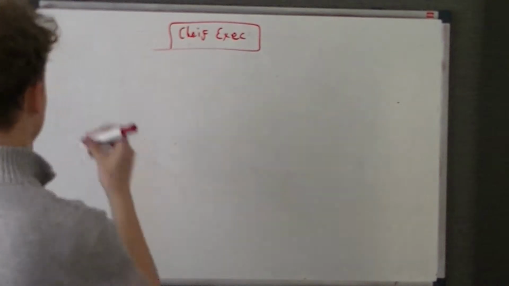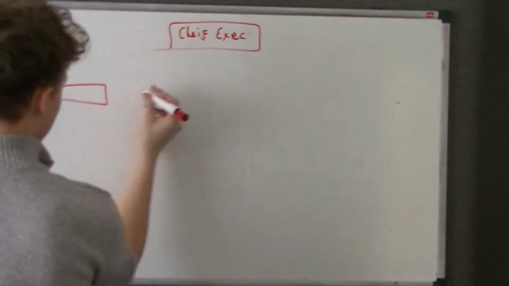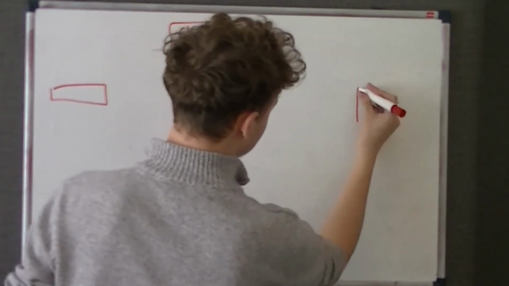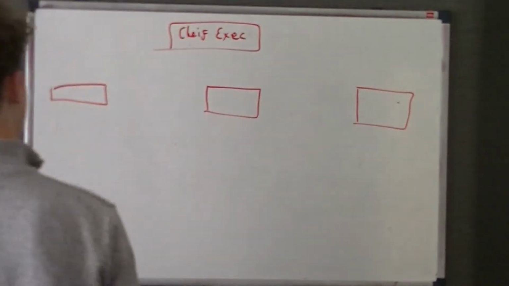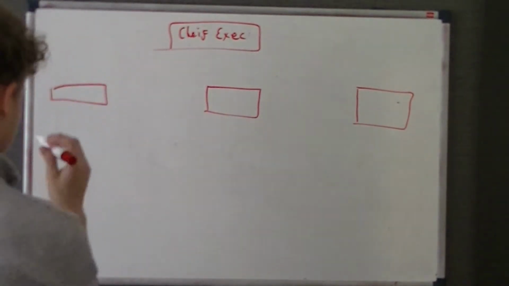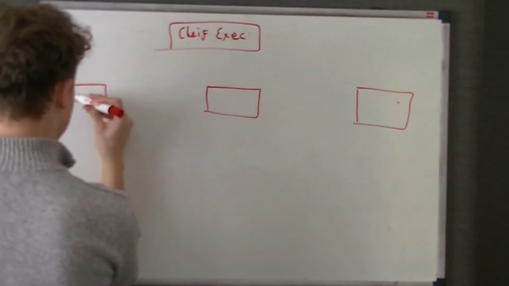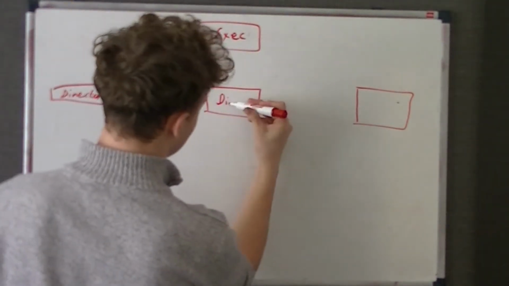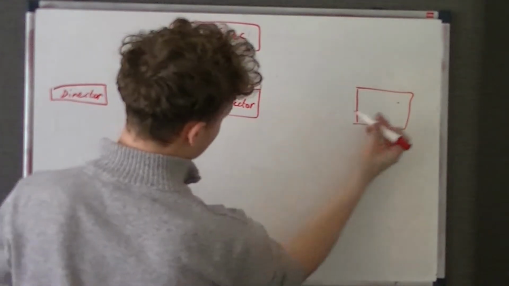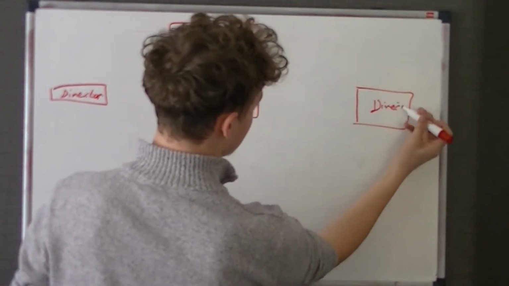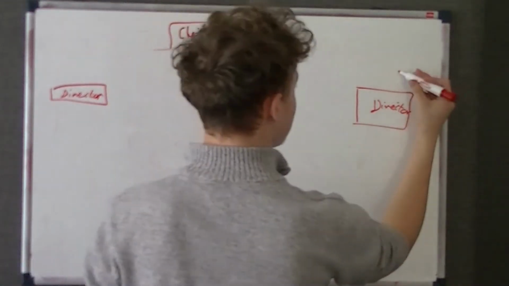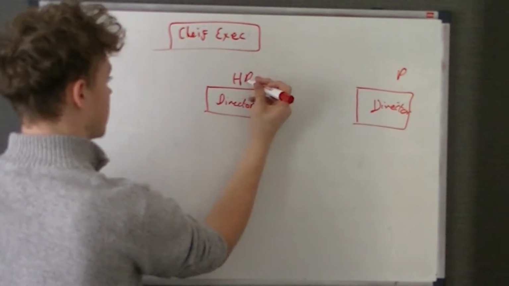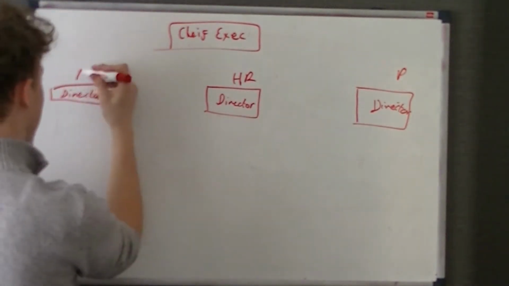I'll draw these first actually. So at the top of these departments I'm just going to draw three. You'll have the directors at the top. So director. Now I'm just going to call these one for P for production, one for HR for human resources, and one for M for marketing.